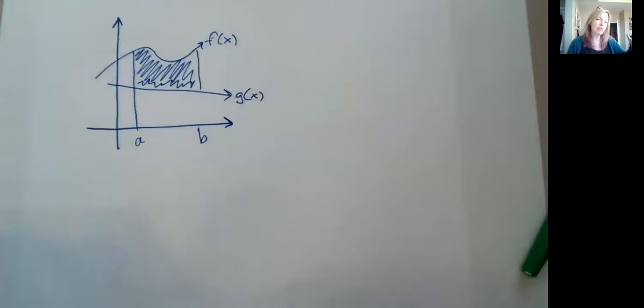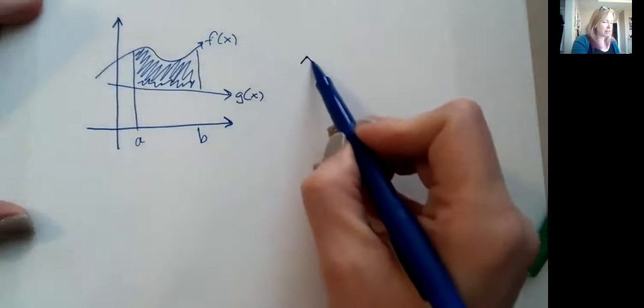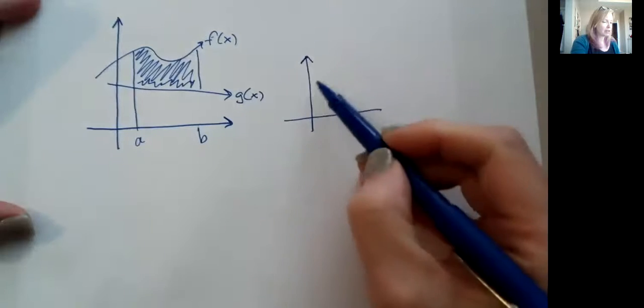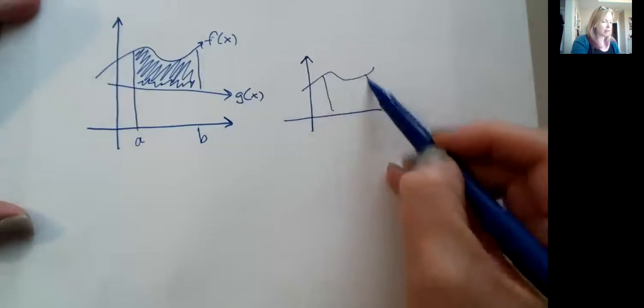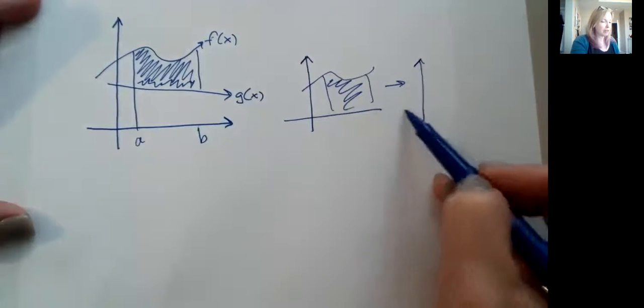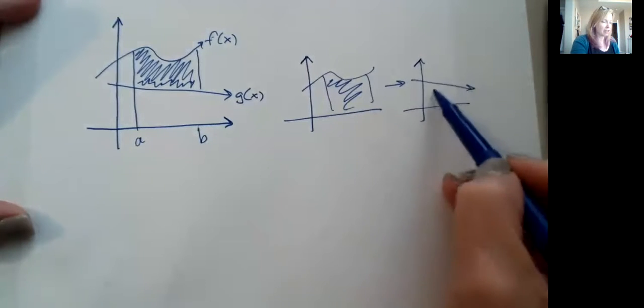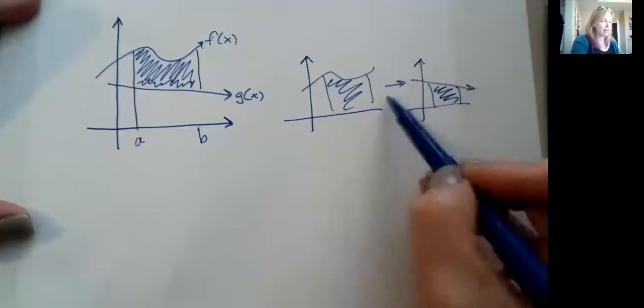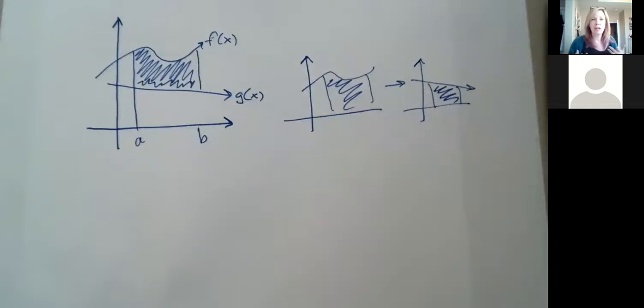And if you think about it, really what I can do to solve this is just find, first of all, what's the area that's underneath my f of x function, and subtract from that the area that would be underneath the g of x function. So if I can find those two areas and subtract them, what I'm left with is just the area that is between them.